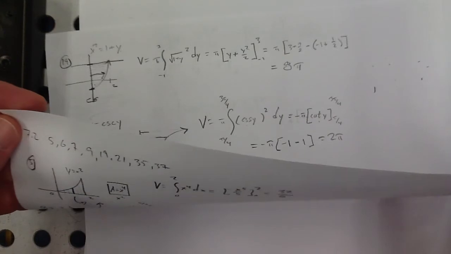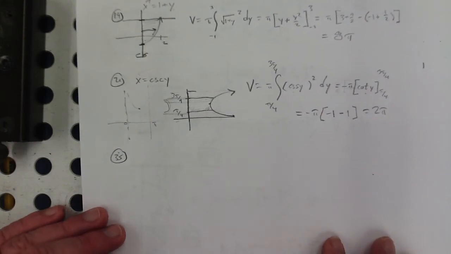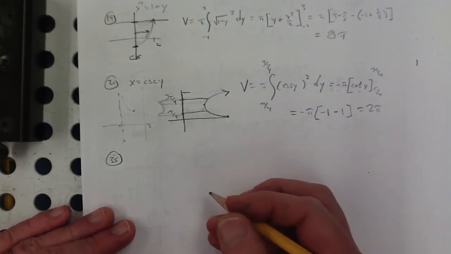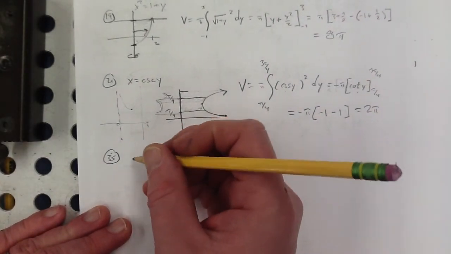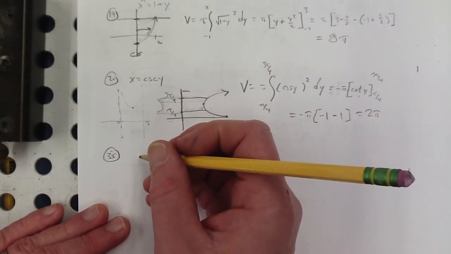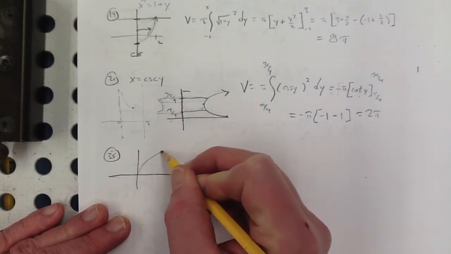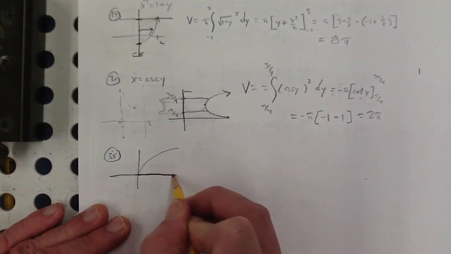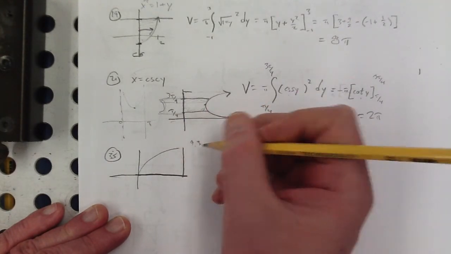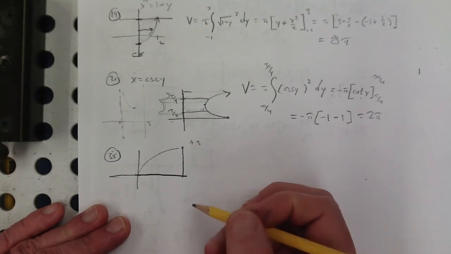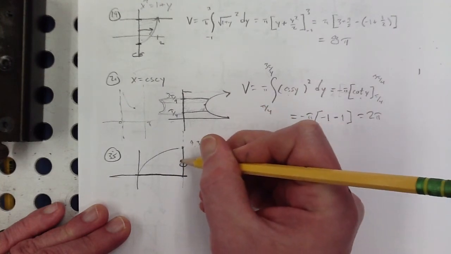Number 35. Find the volume of the solid that results when the region enclosed by blah blah blah is revolved around the line x equals 9. Okay, so these are revolving around other lines, so we just need to shift things. So let's see, we've got y equals the square root of x, y equals 0, x equals 9, and that's revolved around the line x equals 9.